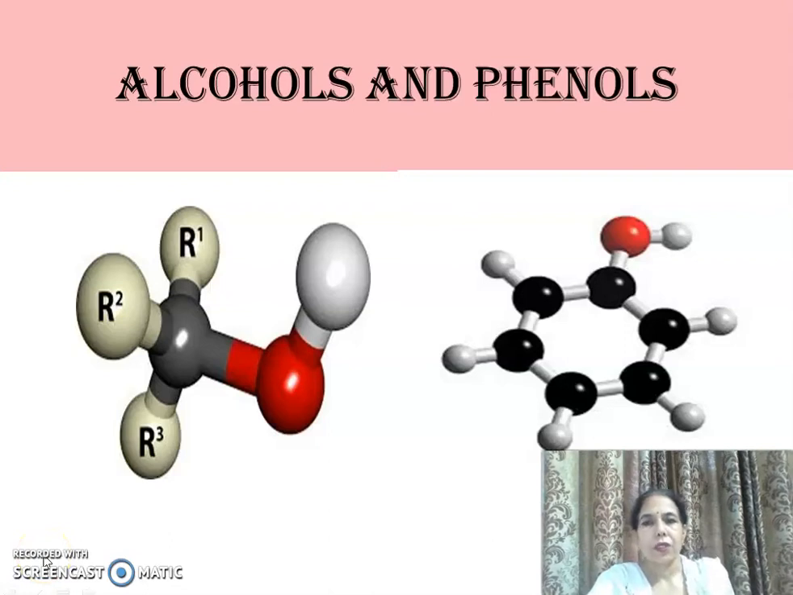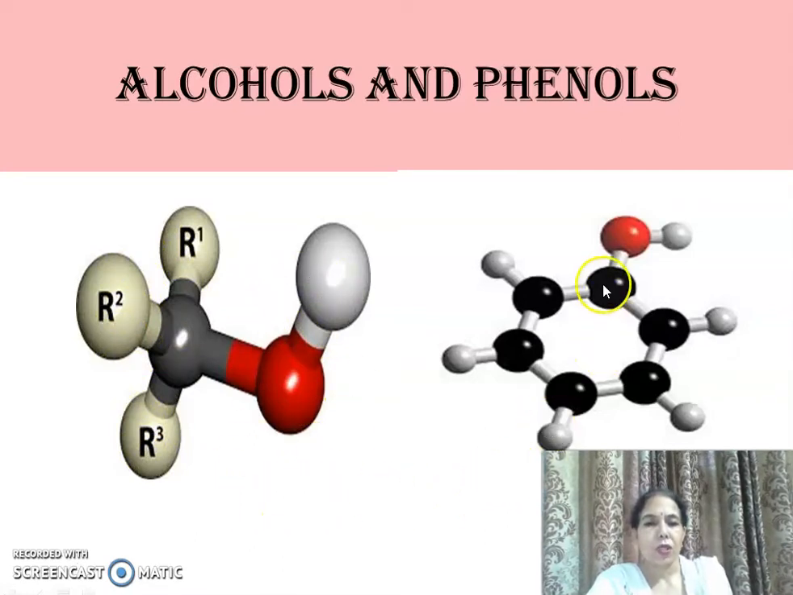Today we will start with Organic Chemistry of BSc second year, and the chapter is Alcohols and Phenols. Alcohols and phenols contain the OH group. Here models of alcohols and phenols are shown. In alcohols, this is the OH group, with oxygen shown in red color and hydrogen in white color. The OH group is attached to a carbon, which is further attached to 3 alkyl groups. So it is a model of an alcohol in which the OH group is shown.